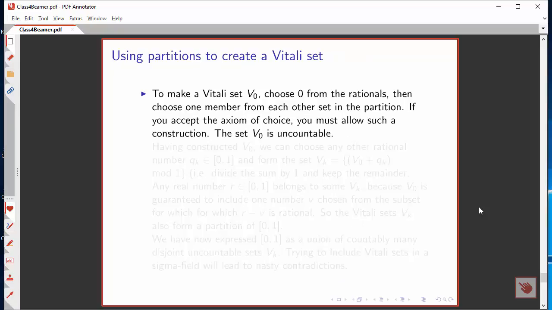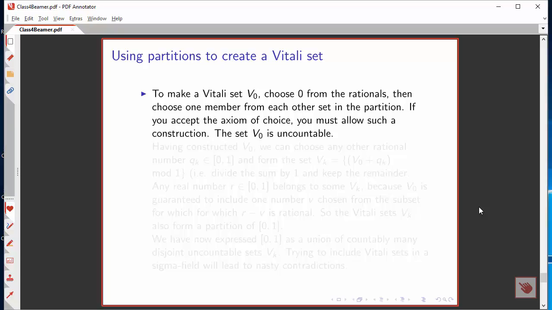Now, using these partitions, I'm going to create a so-called Vitali set. How am I going to do this? Well, I'll make the Vitali set V0. I have to make a choice of a rational number, and I'm going to choose 0. And then I choose one member from each other set in the partition. This is an application of the so-called axiom of choice, which says I'm allowed to invoke the concept of making a choice of element from each set in a possibly rather large collection.